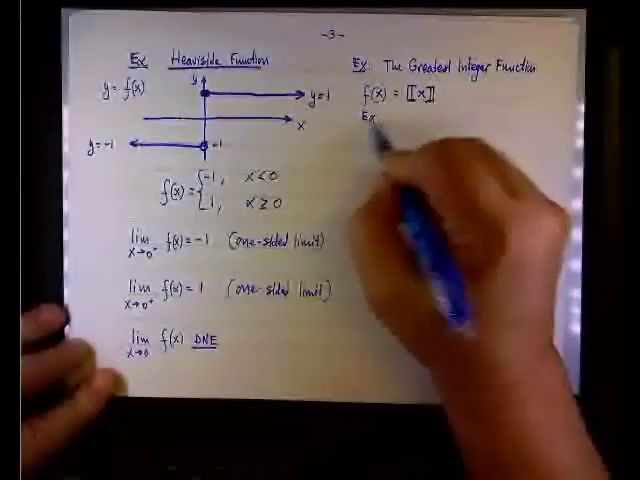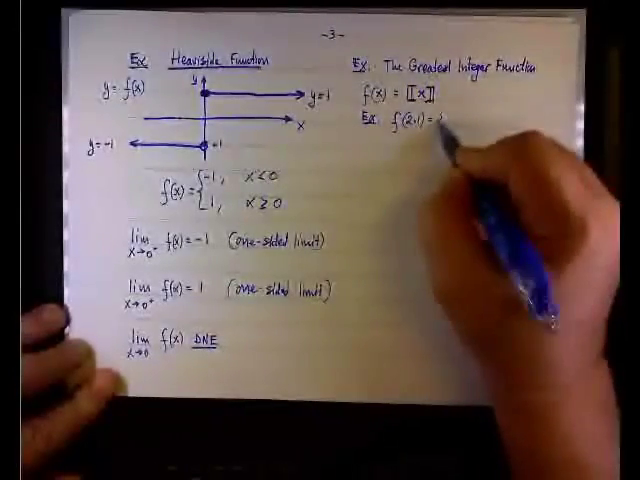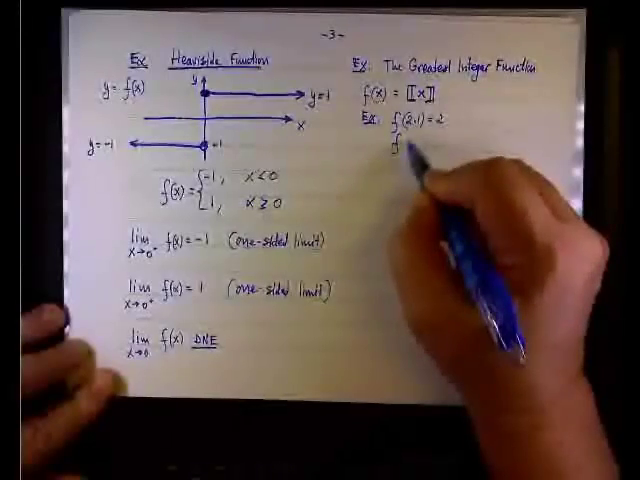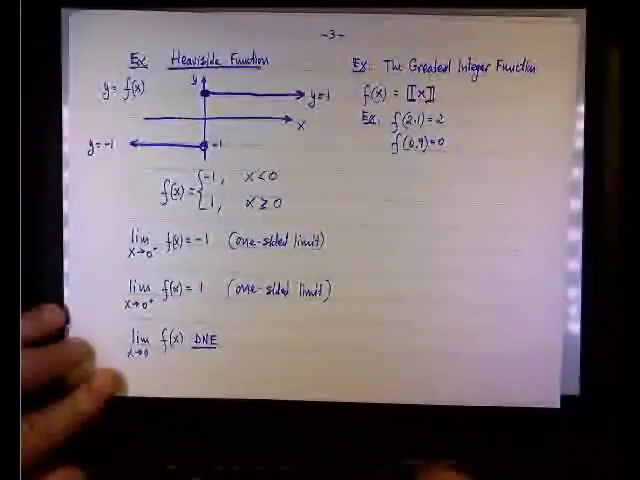So, example, f of 2.1 equals 2. F of 0.9 equals 0, and so on. Make sense? Yay, nay?